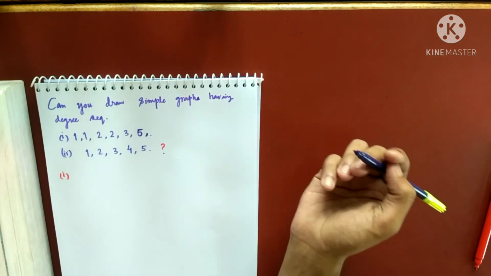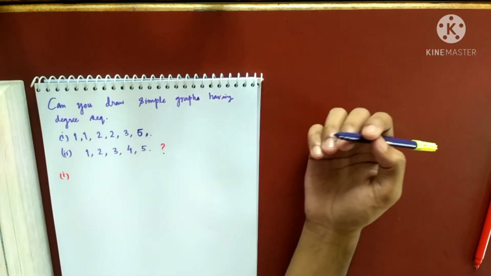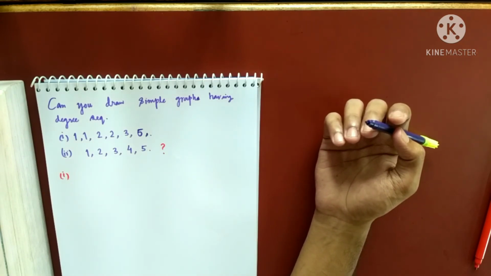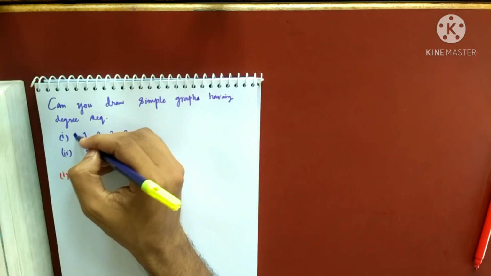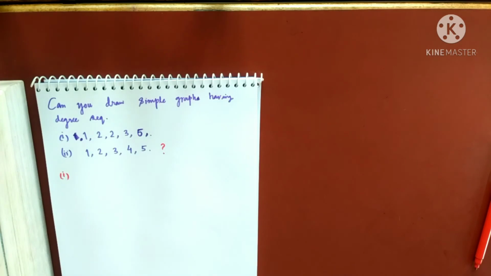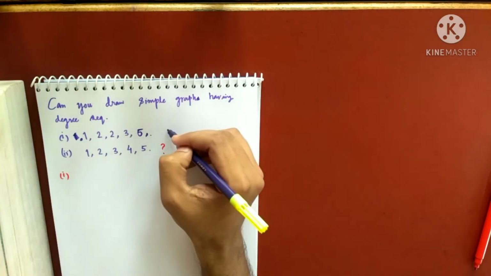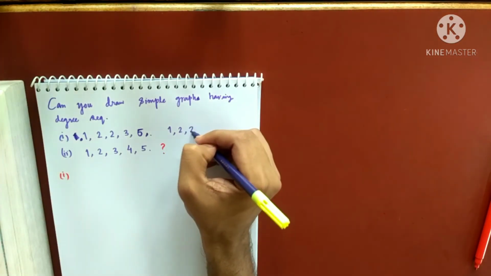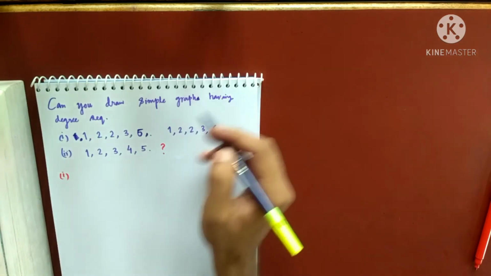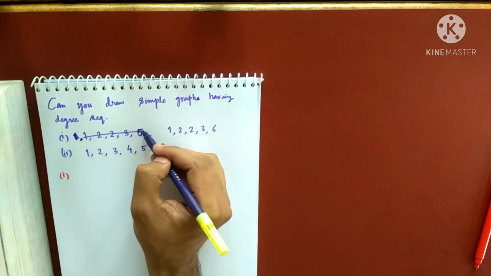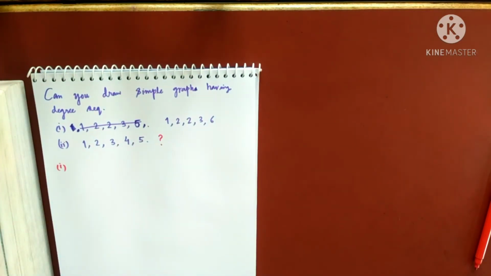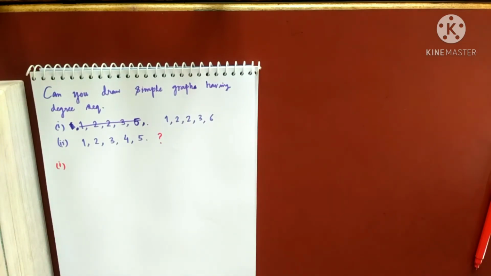So the new degree sequence is 1, 1, 2, 2. Oh, still it's okay. So the new degree sequence is 1, 2, 2, 3, 6. Let me just cancel this. So this is the new degree sequence 1, 2, 2, 3, 6. So now can you draw a simple graph having vertices 1, 2, 2, 3, 6?